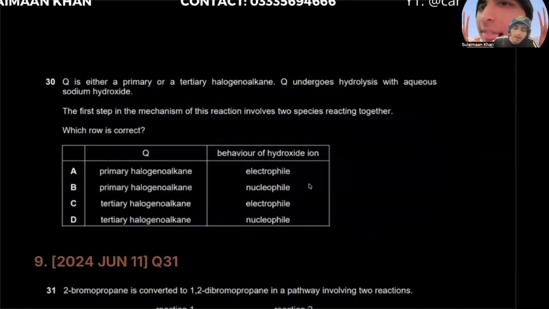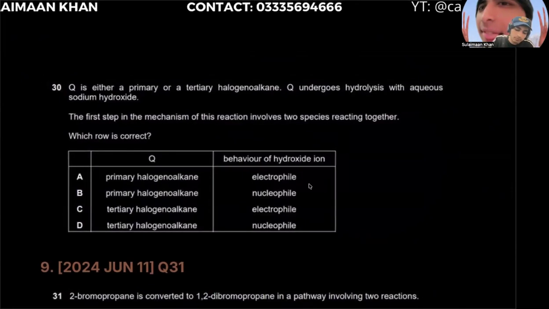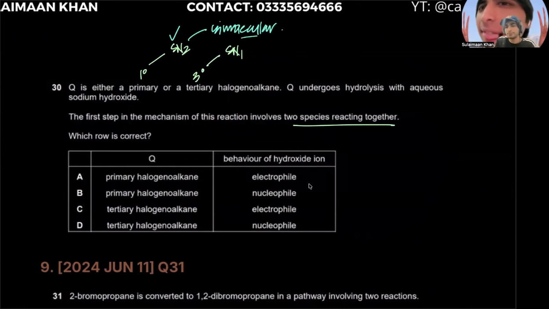Q is either a primary or a tertiary haloalkane. Q undergoes hydrolysis with aqueous sodium hydroxide. It's either primary or it's tertiary. And if it's primary, it undergoes SN2. If it's tertiary, it undergoes SN1. The first step in the mechanism involves two species reacting together, and that means it's undergoing SN2, because in SN2 it's bimolecular. There are two species in the first step for SN2 which determine the rate, don't they?